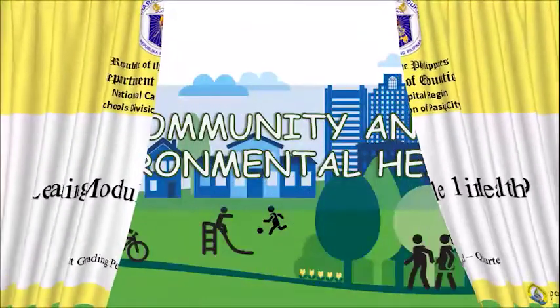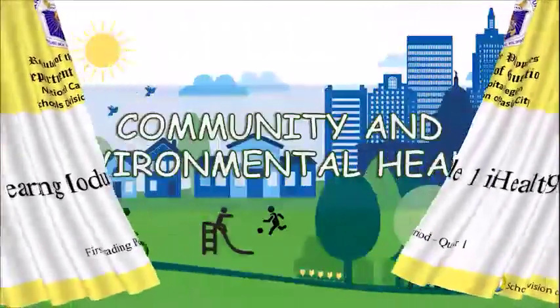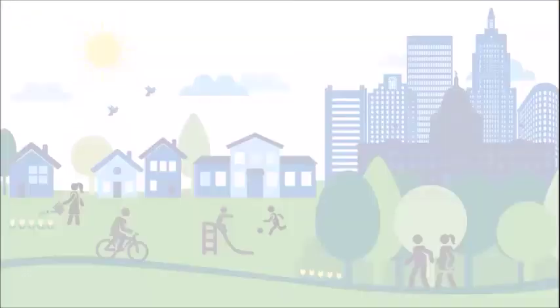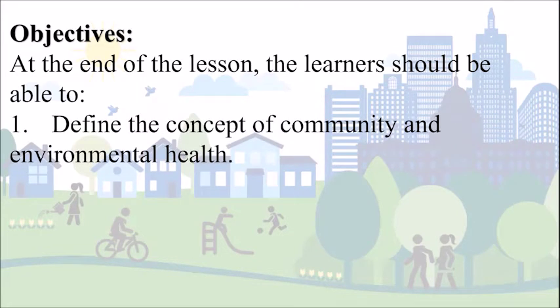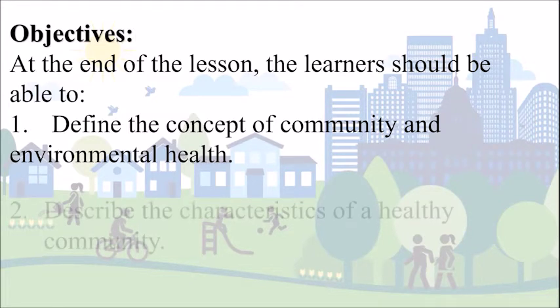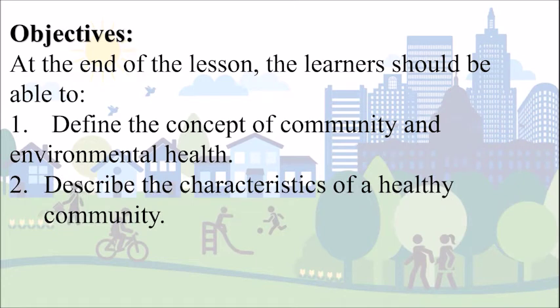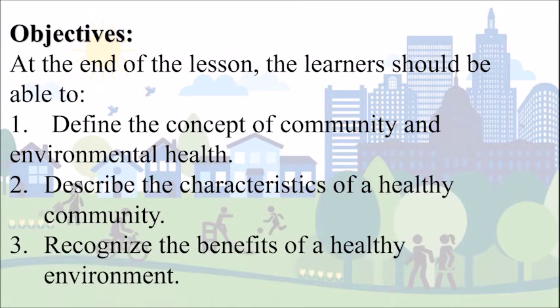Let's talk about community and environmental health. Objectives. At the end of the lesson, the learners should be able to: number 1, define the concept of community and environmental health. Number 2, describe the characteristics of a healthy community. And number 3, recognize the benefits of a healthy environment.